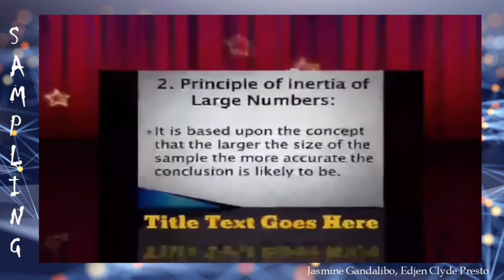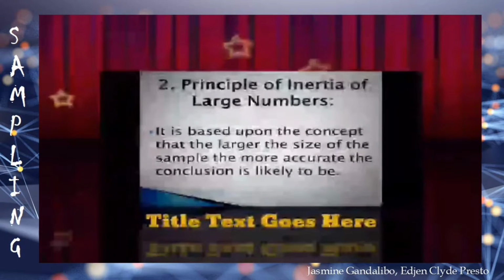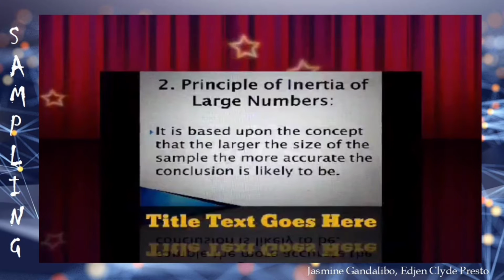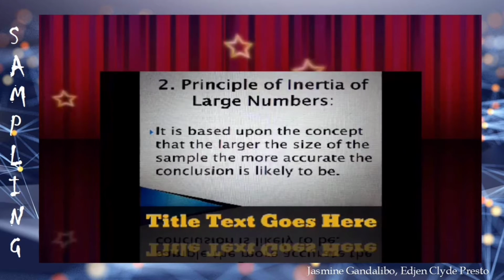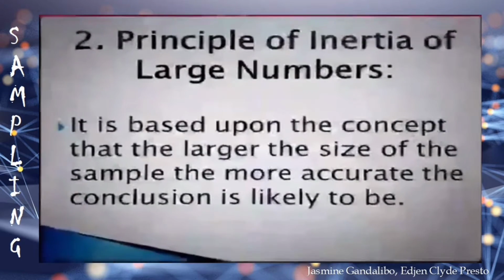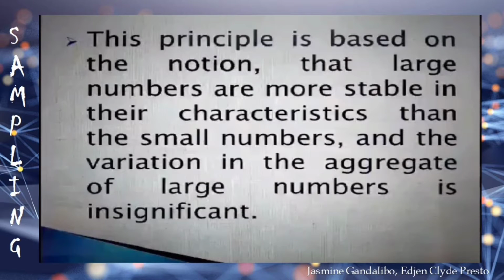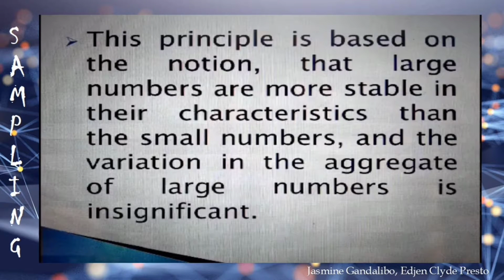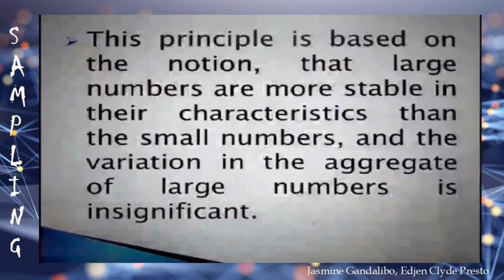Number 2 principle, principle of inertia of large numbers. It is based upon the concept that the larger the size of the sample, the more accurate the conclusion is likely to be. This principle is based on the notion that large numbers are more stable in their characteristics than small numbers, and the variation in the aggregate of large numbers is insignificant.